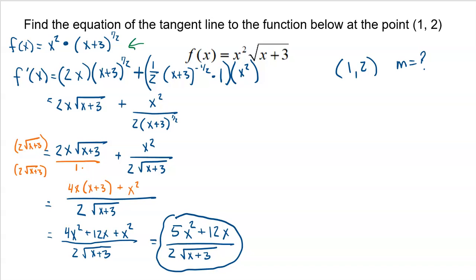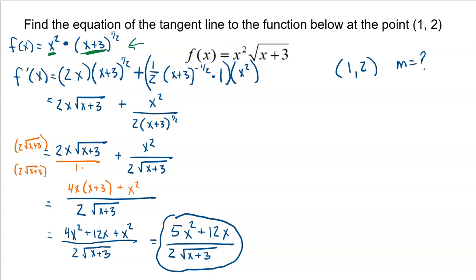Then I went ahead and used the product rule because I was essentially multiplying x squared times (x plus 3) to the 1/2. But when I found the derivative of the back, I had to use the chain rule, and then created some fractions, went ahead and got a common denominator. A lot of good solid algebra work there that I hope you could do on your own at this point. But again, the answer is (5x squared plus 12x), all divided by 2 times the square root of x plus 3.